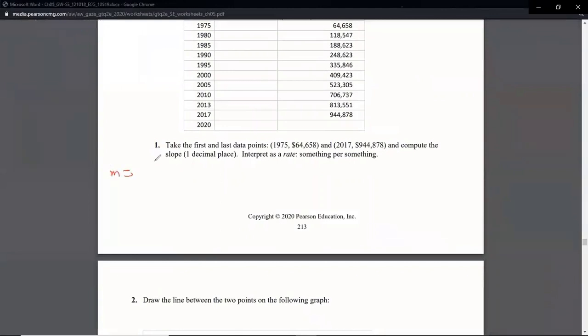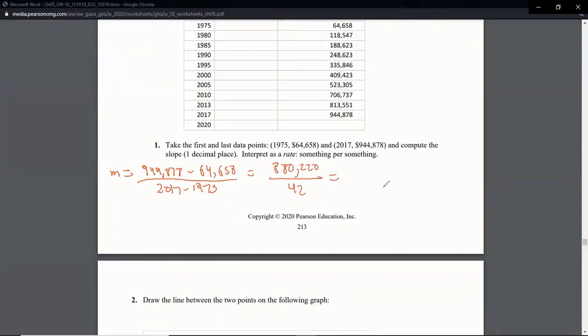So our slope is y2 minus y1. That's the difference of the money values, the 944,878 millions, minus 64,658, all divided by the change in the x values, which is 2017 minus 1975. All right, and I am going to go maybe a little bit quicker today. So that top should be 880,220, yes. And then the bottom, 2017 minus 1975. That's 42, right? Yes.